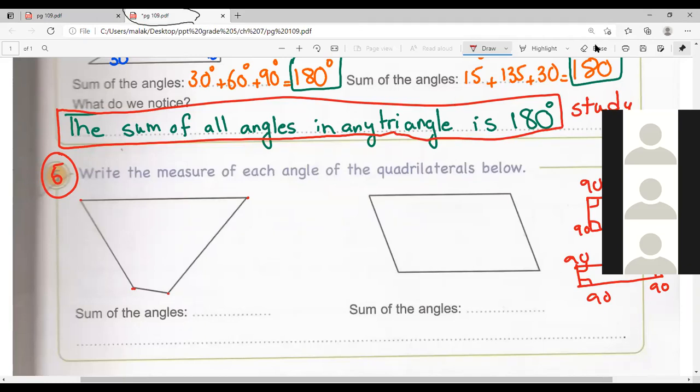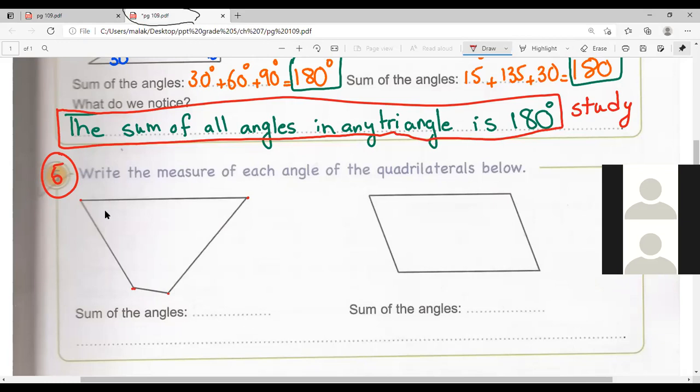No need to write that. Now I will tell you the trapezoid and the parallelogram, how much each angle measures. The first one is the trapezoid. This angle measures 60. This angle measures 50. This one 130. It's given. And this one 120.